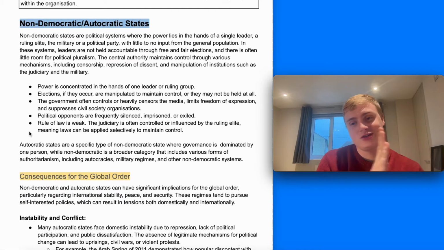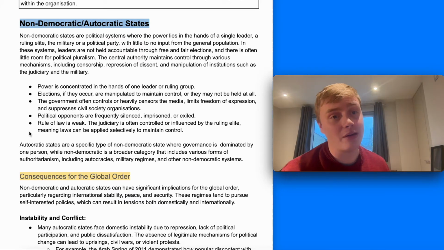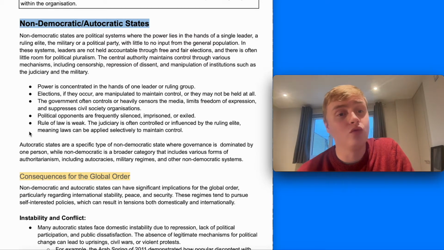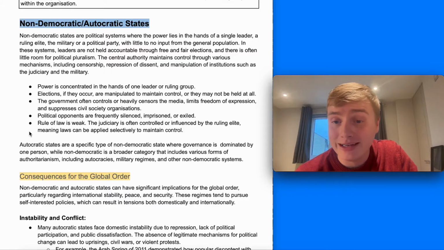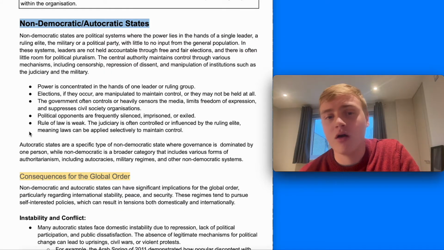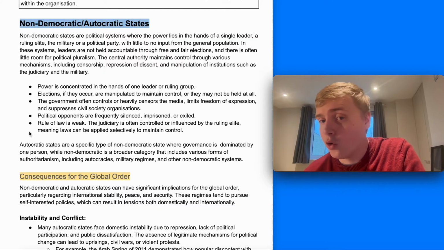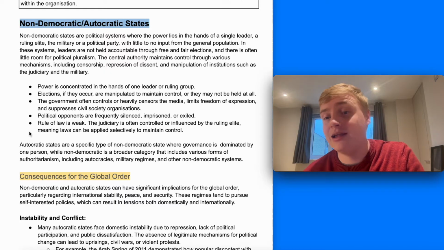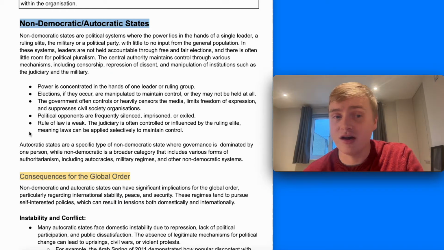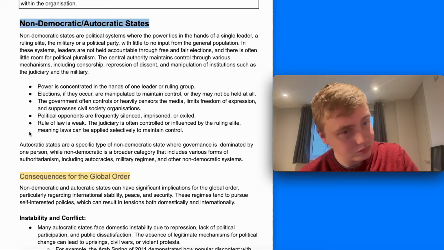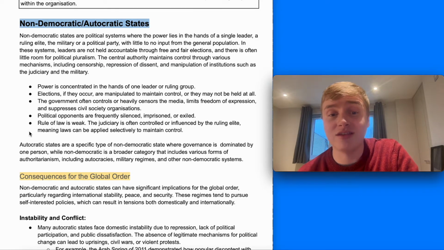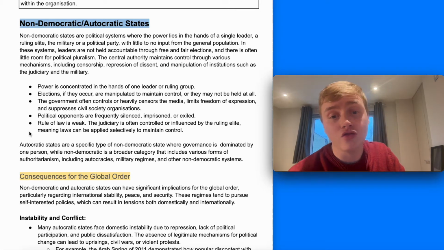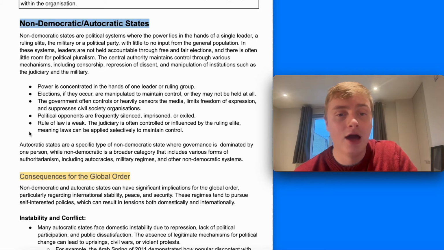Okay, continuing along the spectrum then, we have non-democratic or autocratic states. Crucially, these are political systems where power is concentrated in the hands of one leader or ruling group. Elections, if they do occur, are completely manipulated to maintain control, or they may not be held at all. The government often controls or heavily censors the media, limiting freedom of expression and suppressing civil society organisations and other political parties. Political opponents are frequently silenced, imprisoned, or exiled, and the rule of law is very weak, with the judiciary controlled or influenced by the ruling elite.